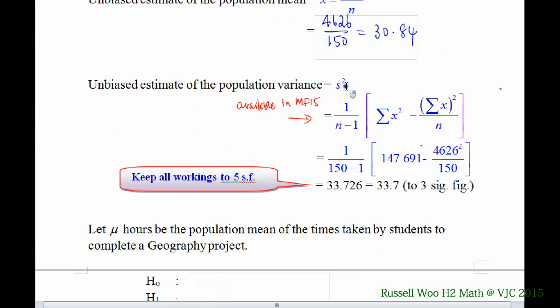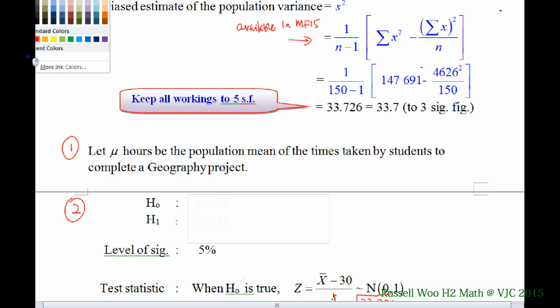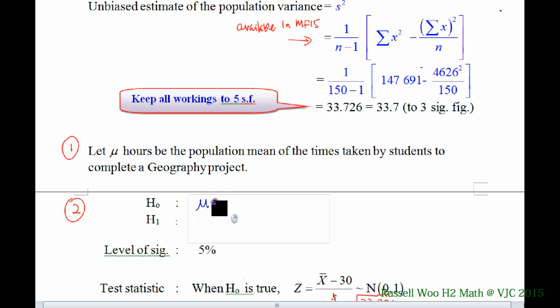Alright, the question asks us to, can I have attention please, thank you. Test at a 5% level of significance whether the population mean exceeds 30 hours. So very simple. Again, this is step 1, define. Step 2, H0, H1. Your H0 is mean equals 30. H1 is mean greater than 30. That's what you want to test.